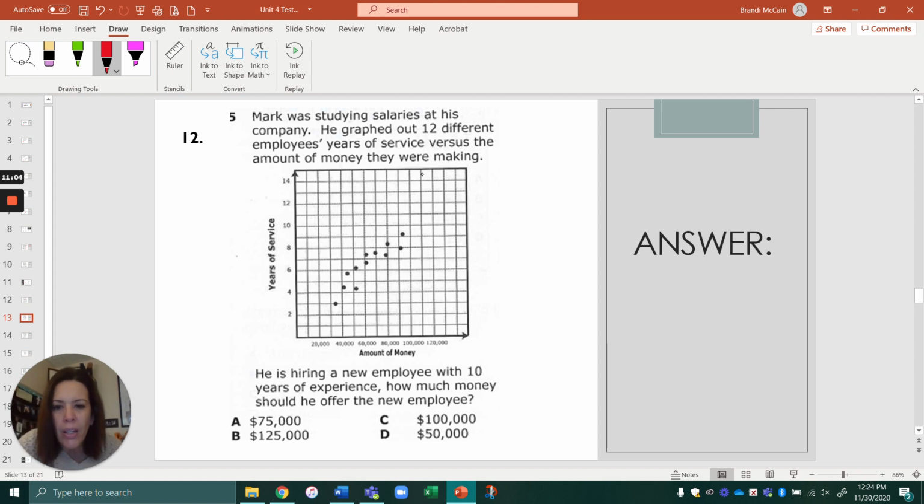So 75, 60, 70, 80. So here is 75 on the 10. 125, so here's 125 right here. 100,000 and 50,000. 40, there's 50 right there. Which one is within our line of data? We continue this line on up.